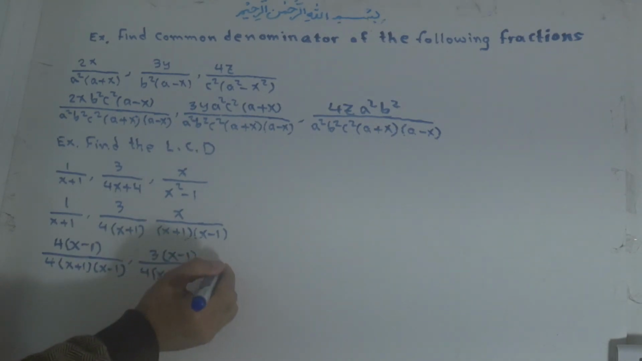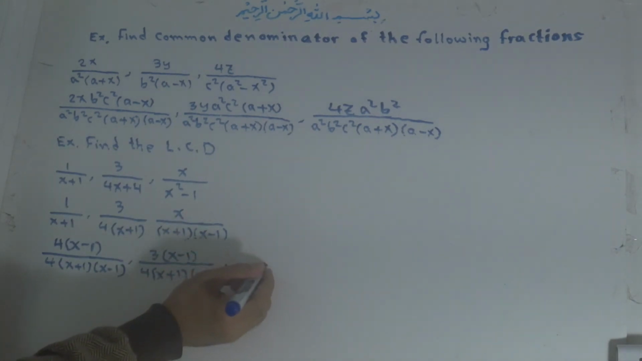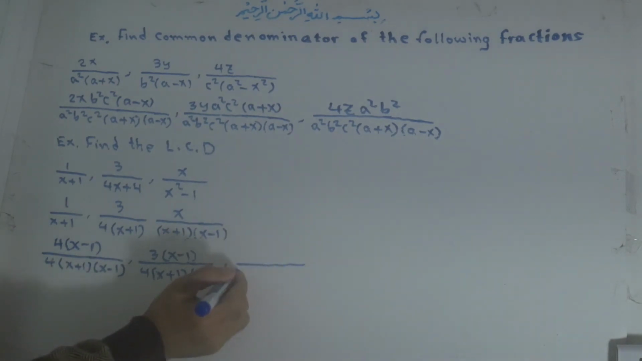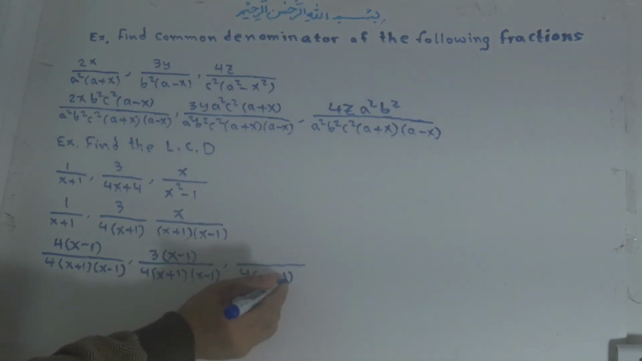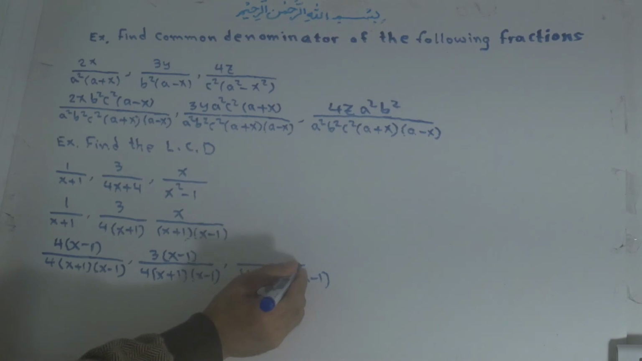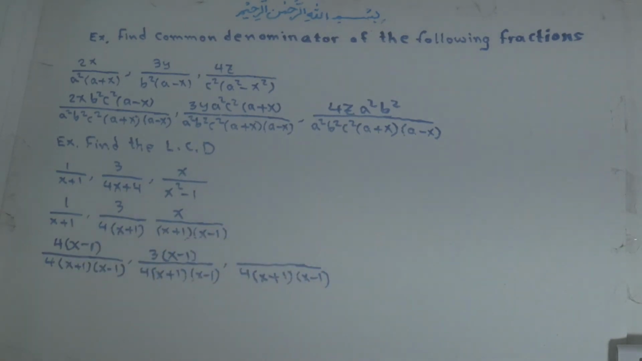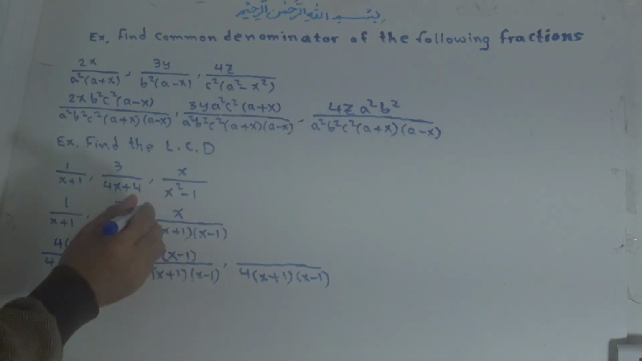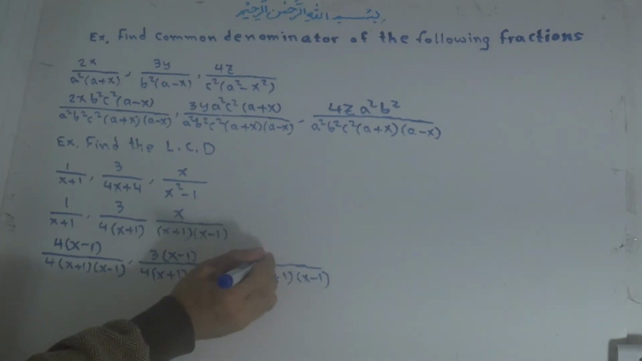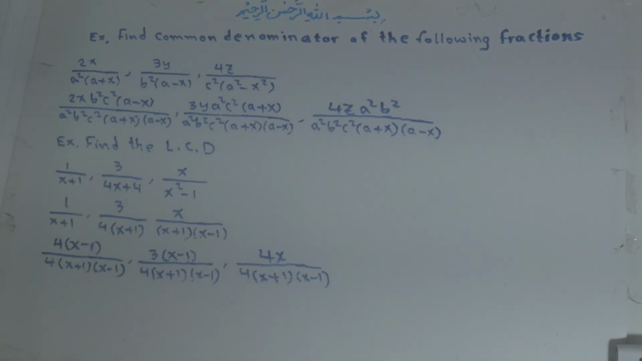And the third one also has the same common denominator, 4 times x plus 1 times x minus 1, divided by x plus 1 times x minus 1. The only thing remaining is 4, and 4 times x is 4x.